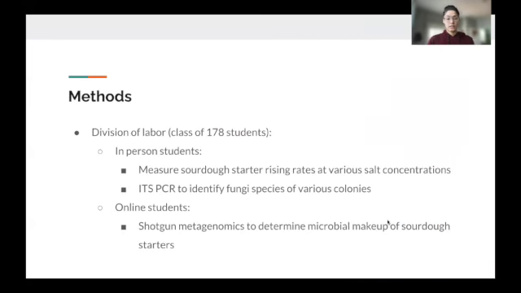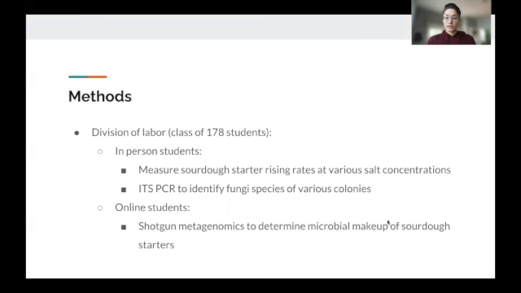Methods, how did we do this? We had a class of 178 students. There were in-person students and online students. So the in-person students actually measured the sourdough starter rising rates at the various concentrations and did ITS PCR, which I will explain in a little bit what ITS is. And they did that to identify which fungi species were in the different colonies in the salt starters.